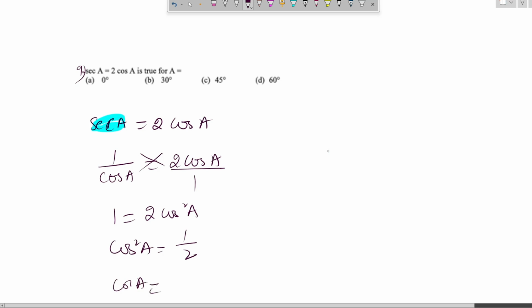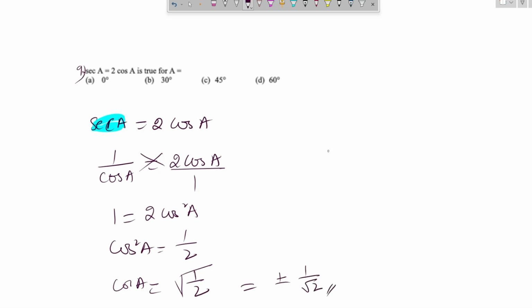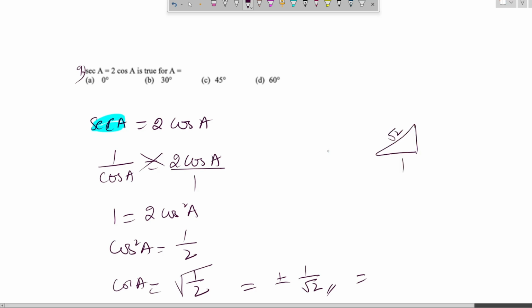Cos A will be equal to root 1 by 2, which is equal to plus or minus 1 by root 2. So for which angle do you get that cos value? For cos 45 degree you will get 1 by root 2 as your answer. So we will write this as plus or minus cos 45, which means A value is 45 degrees. So option C is correct.